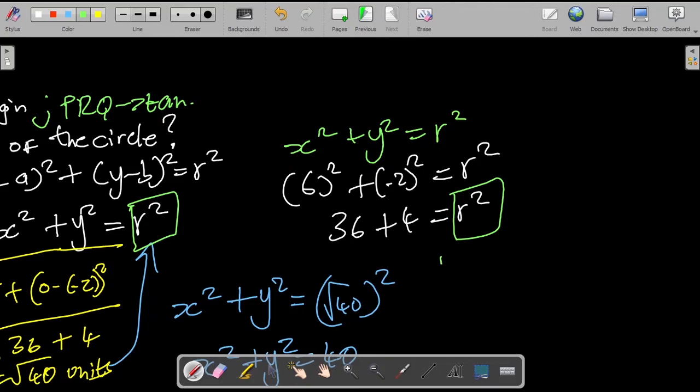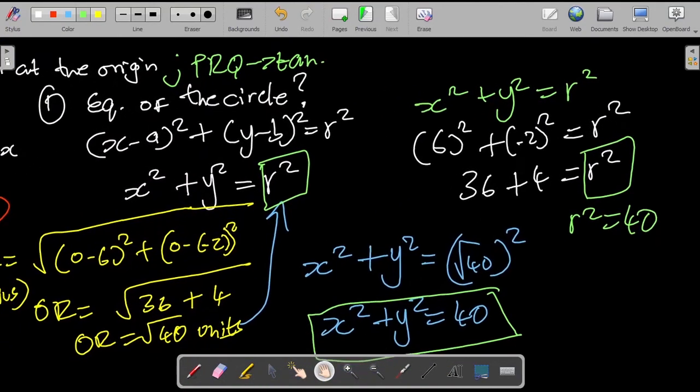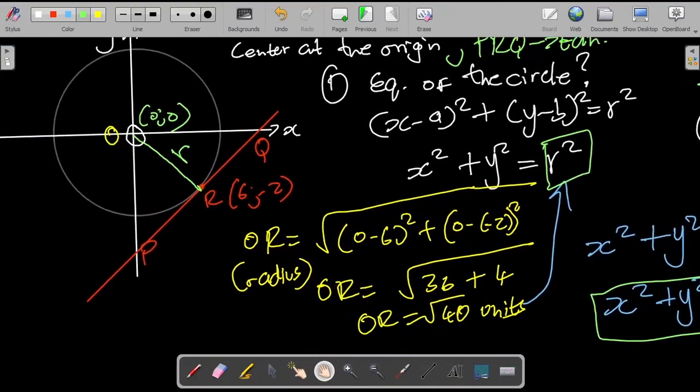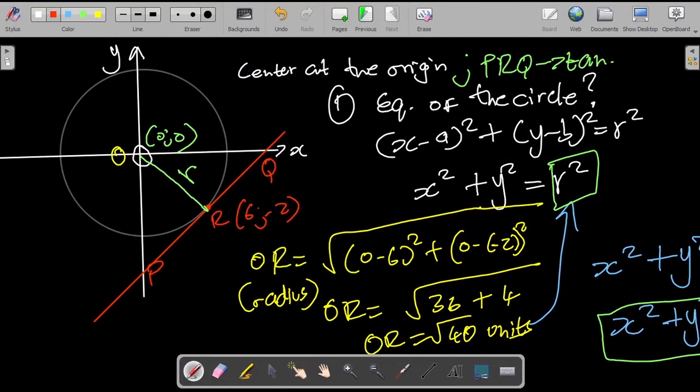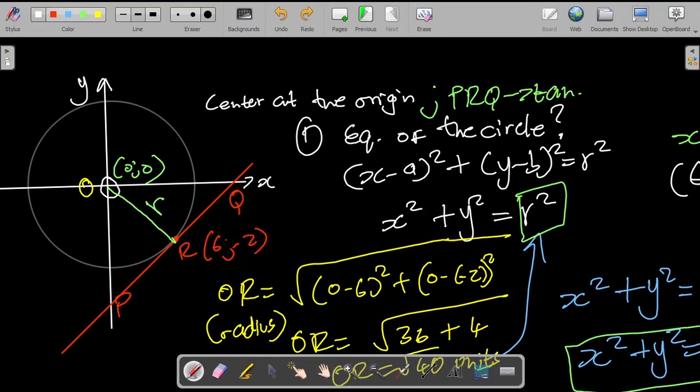And you know that r squared would just be equal to 40. And the standard form has r squared on the outside. So you can just substitute this thing exactly as it is and have this as your answer. So those are the two ways that I could think of to actually find the answer to this particular question, which asked for the equation of the circle. So that is how you'd find the equation of the circle. Let's write it up here just so we store it somewhere. So the equation of this circle is x squared plus y squared equals 40.